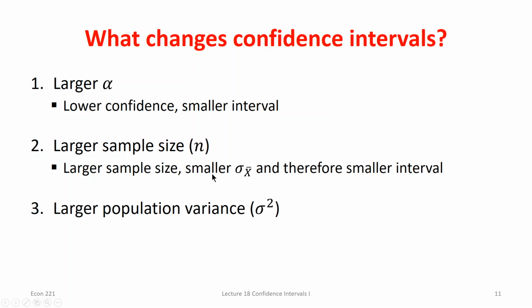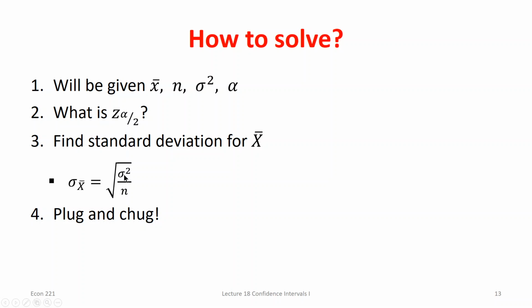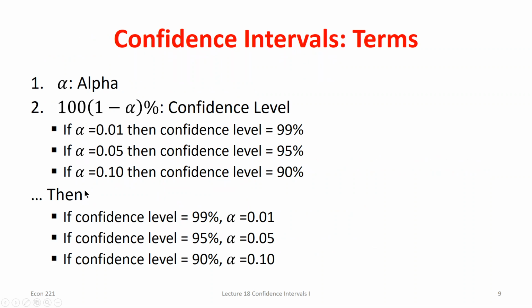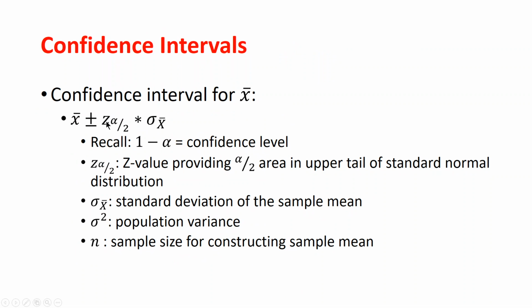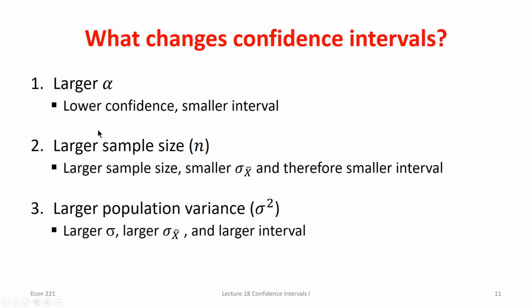And then the last thing would be, if I have a larger original population variance to begin with, that's just going to increase my standard deviation on the sample means, and then my confidence interval is going to be larger. So the original variance is larger, and the standard deviation on my sample means will be larger. Then the value I'm adding and subtracting to that sample mean is going to get larger. I'm going to have a wider confidence interval. So those are the three things that impact our confidence intervals.